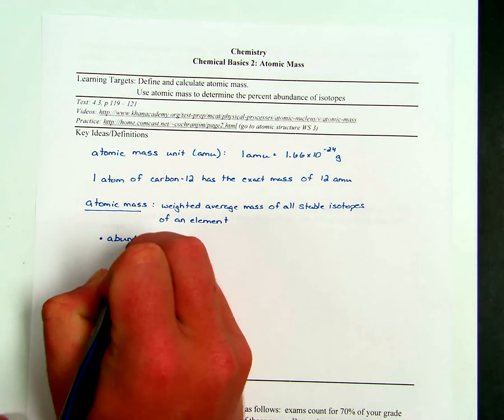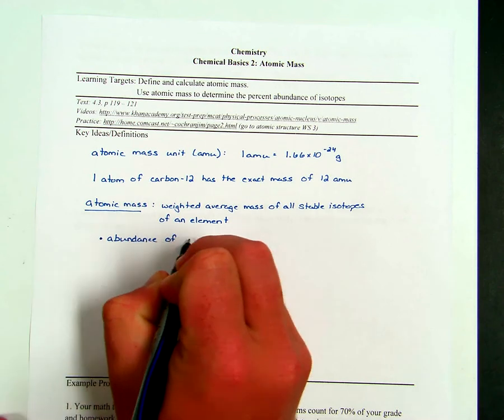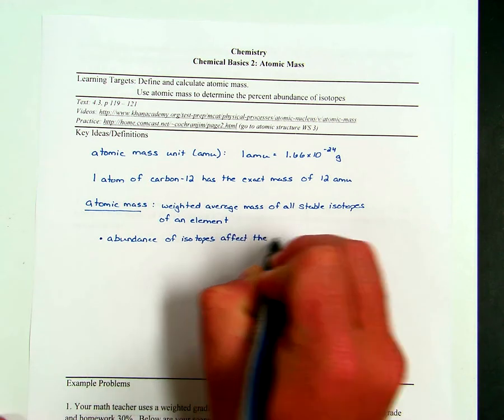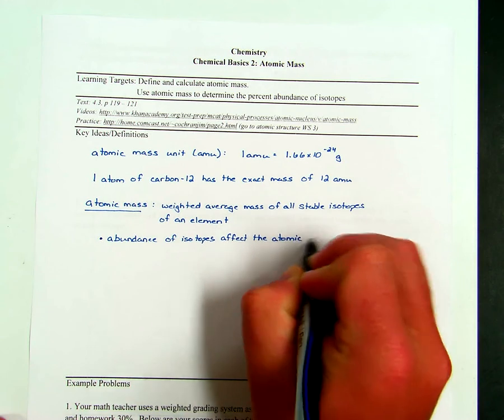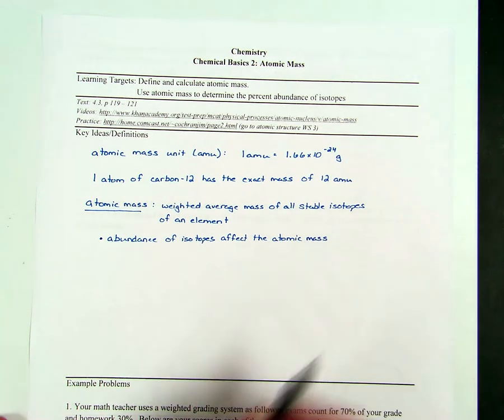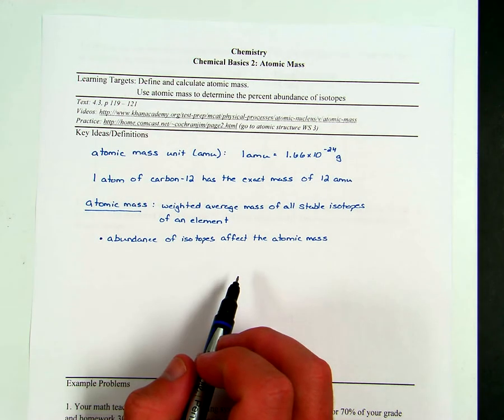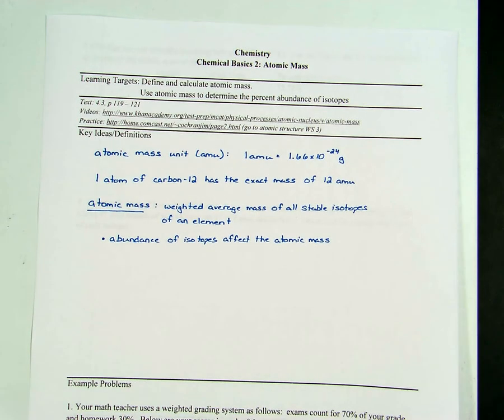Abundance of isotopes affects the atomic mass. So an element might have 2 or 3 or 5 or 7 different stable isotopes, but those isotopes don't all occur equally. There's not the same number of each atom of each isotope. Because there are different numbers, we have to account for the fact that there might be a lot more of one isotope than another. So that being said, let's jump down and look at the example problems here.